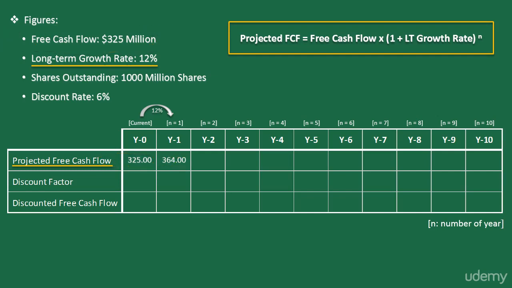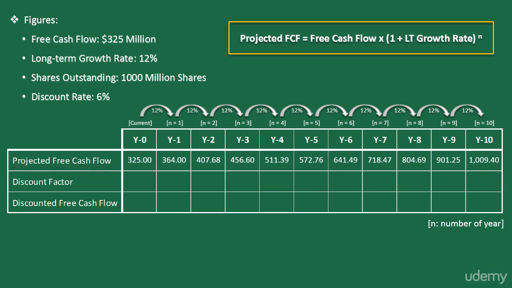And in the second year, it will keep growing by 12%. So we'll simply take the first year's free cash flow and again multiply it by 1 plus 12%. We'll have the projected free cash flow of the second year. And then we'll keep doing this for calculating the projected free cash flows of the following years.